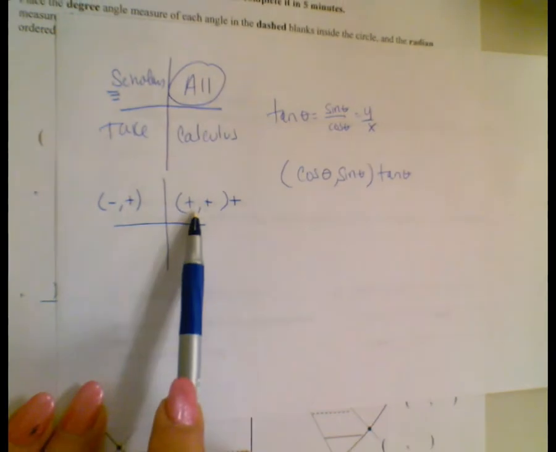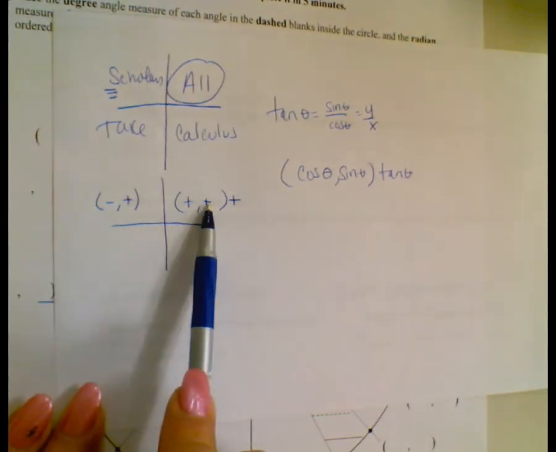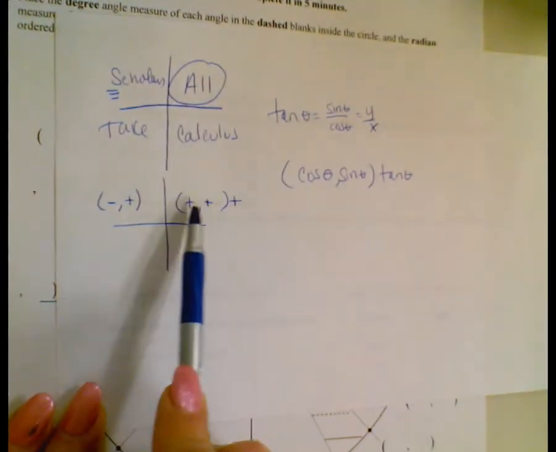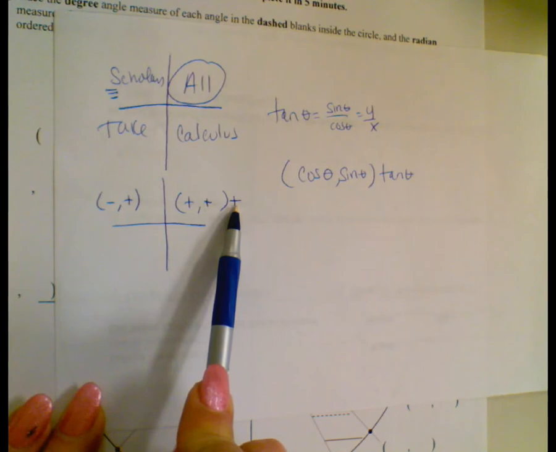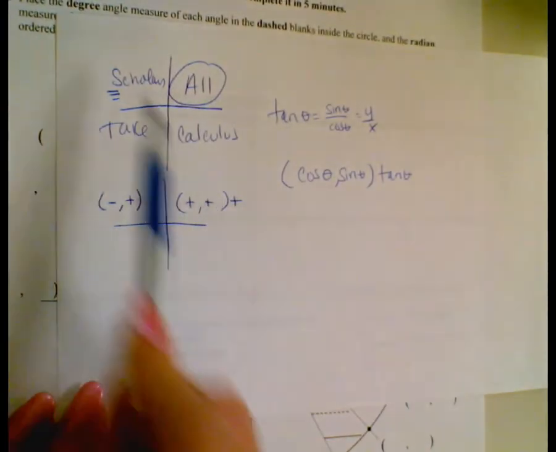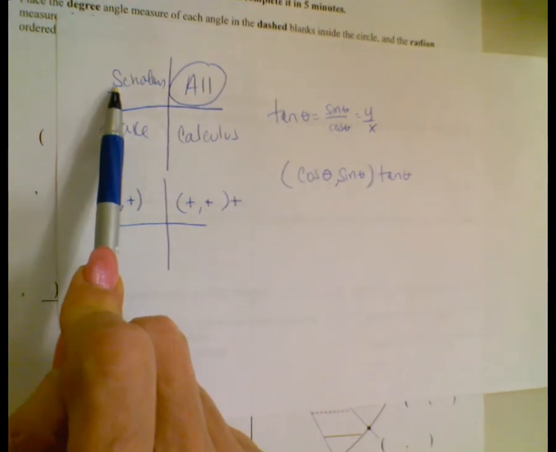Anything in the first quadrant, you have to go right and up, so it is positive, positive. And if you look at tangent, where it's the y coordinate over the x coordinate, a positive divided by a positive is positive. So everything, that's what "all" means. All things are positive. "Scholar" means only the sine is positive.